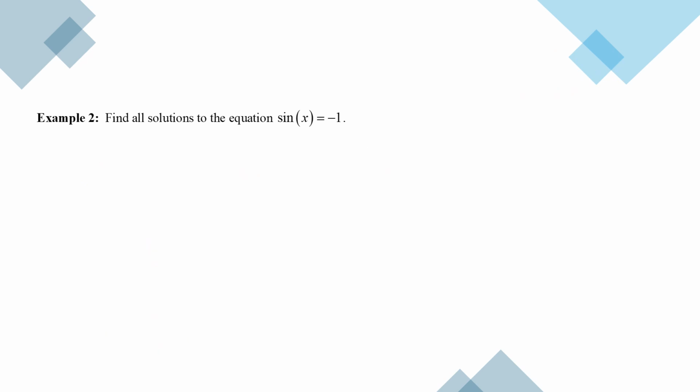Okay. Example 2. It says find all solutions to the equation sine of x equals negative 1. Okay. Sine of x equals negative 1 lets you know that this has to be a quadrantal.